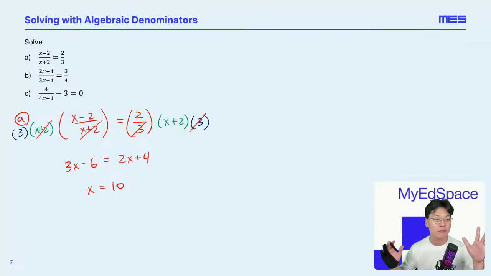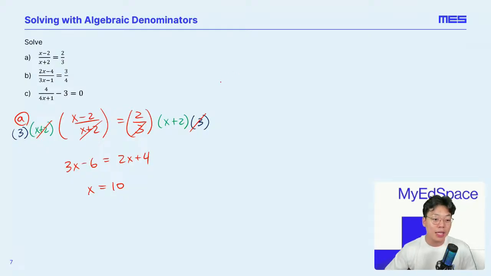Instead of having to try to find a common denominator, then trying to add them together on both sides, on one side of the equation, it gets super messy if you do it like that, and you'll probably make a mistake along the way. But this way significantly decreases the probability that you make a careless mistake. Let's take a look at letter B.